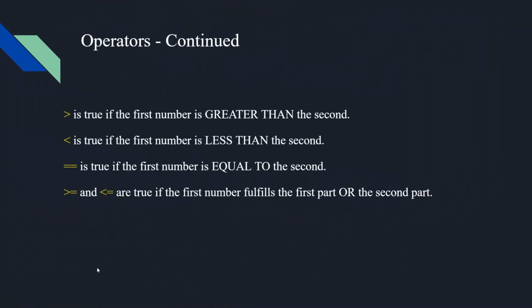More than is true if the first number is greater than the second. Less than is true if the first number is less. Equals is true if the two numbers are equal. And more than or equal to is true if the first is more than or equal to the second, with less than or equal to being true if the first is less than or equal to the second.